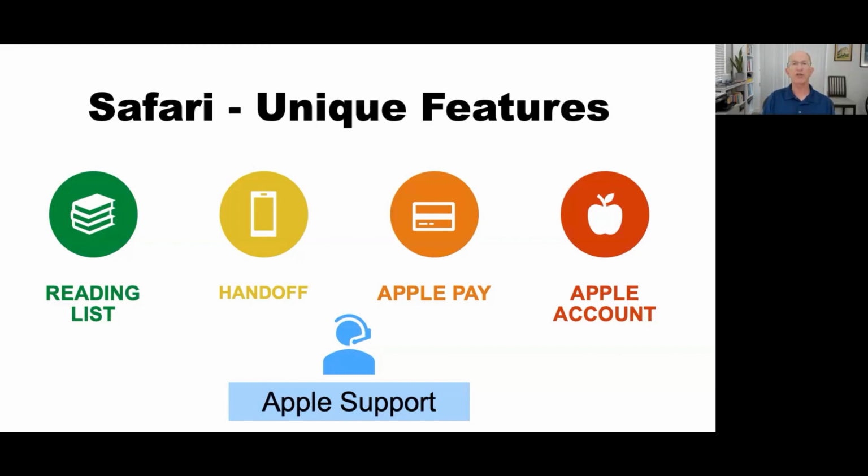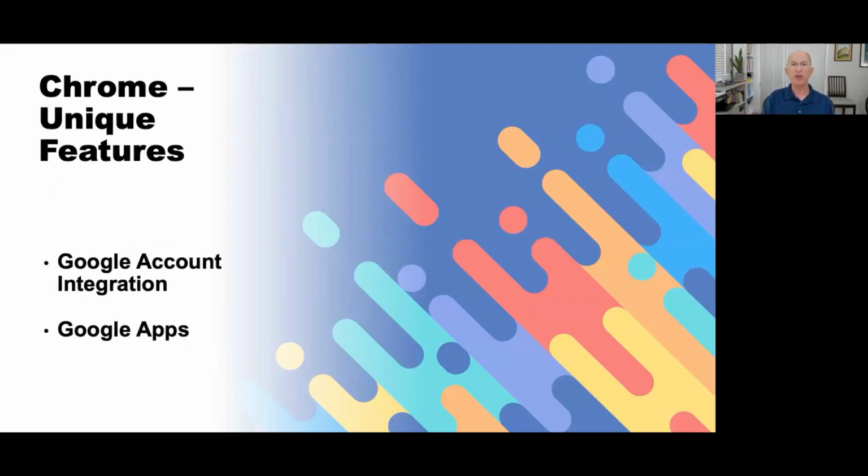Okay, Safari unique features, but Chrome's got some unique features. Chrome is owned by Google, and part of Google's business is to make money through advertising. So they want Chrome to be available everywhere. But Google also makes a lot of applications. So Google gives you an account when you set up Gmail, which is probably the most widely used email service out there. Google also gives you a lot of free apps, things like Google Docs and Google Slides and Google Notes and other things. People use Chrome a lot because Google apps work better in Chrome.